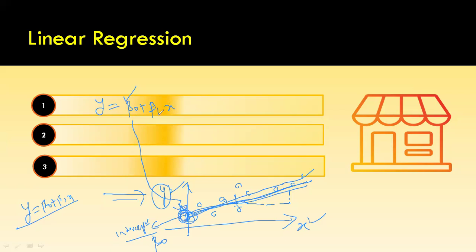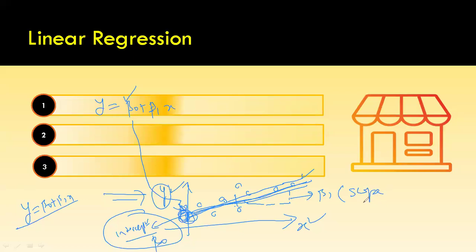Okay, fine. What is beta 1 here? Beta 1 is a slope. Okay, what exactly is slope all about? Now we understood beta naught, and this is your beta 1, which is nothing but your slope.